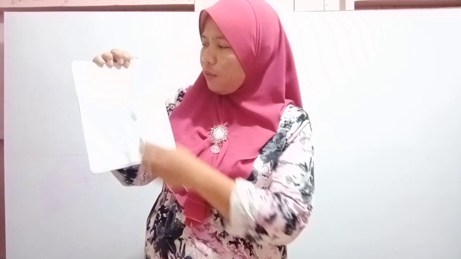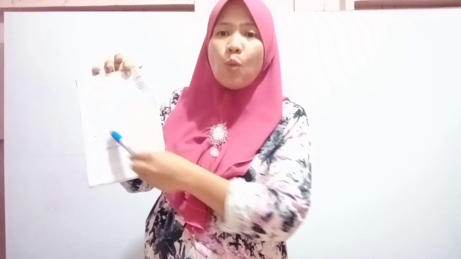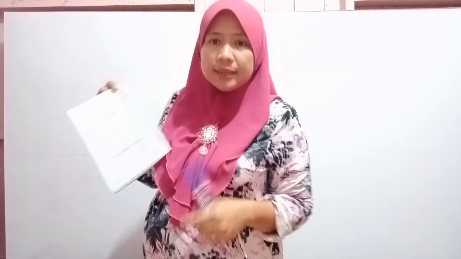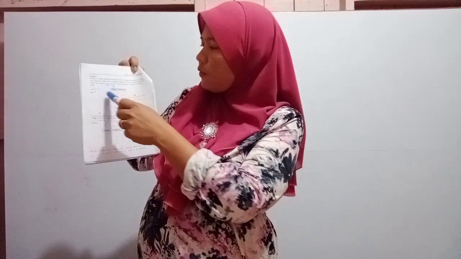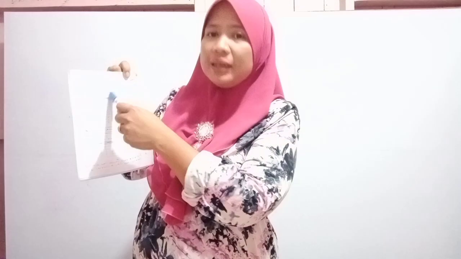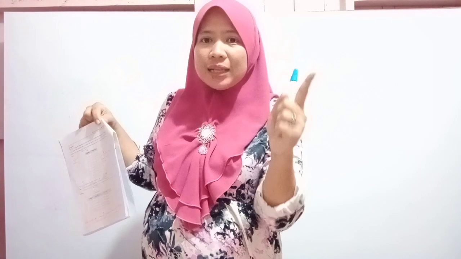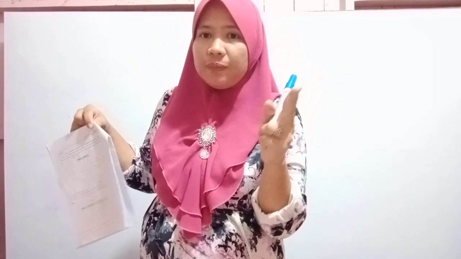So the question will give you one table. Dia akan bagi satu table, two columns, consists of sample and also defectives. Dua je dia akan bagi. Sample satu, satu lagi defective.